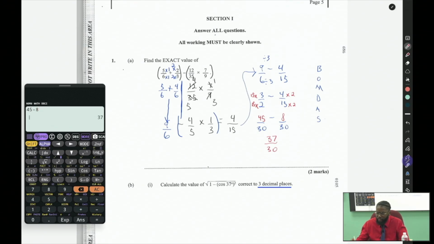All right. So now you could leave it like that if you would like, or if you would want to change it to a mixed number, 30 into 37 goes one time, which leaves a remainder of 7. So 1 and 7 over 30. All right. So pretty simple. Hope everyone is good.